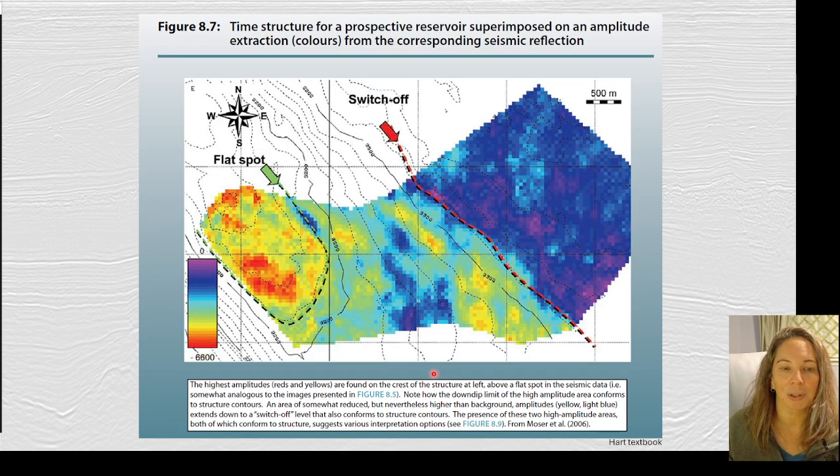Here's one more example. In this case, we have a gas cap that seems to be brighter down to like the yellows or so. It tends to conform to structure, roughly, if we look at that structural contour. And then we have our oil leg, which is a little bit of a dimmer green, light blue. And then we end up in the water leg. And so we could see both of those fluid contacts conform to the structural contours.